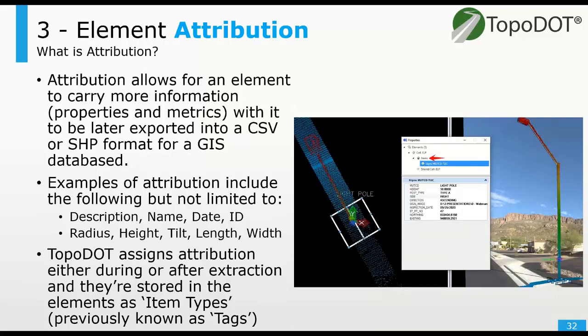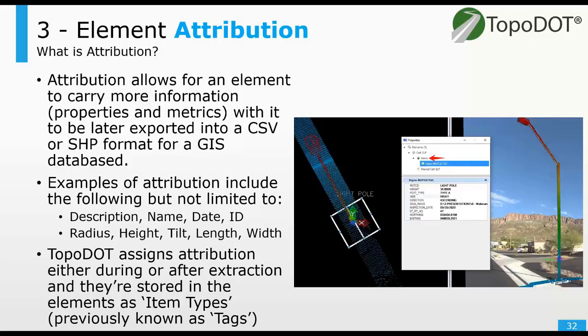All right, the next category is going to be element attribution, and I'd like to just start off by defining what is attribution. And essentially, attribution just allows you to carry more information along with an element. And you can carry properties and metrics associated with something. And you'll essentially export this into a CSV or shapefile that's going to ultimately end up on a GIS database like Esri or ArcMap or something like that.